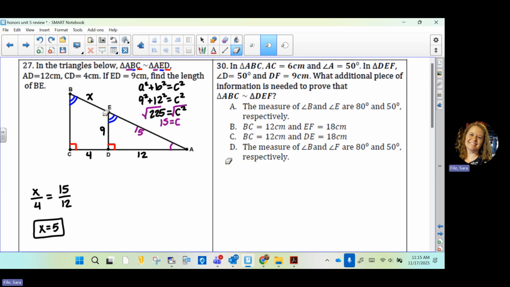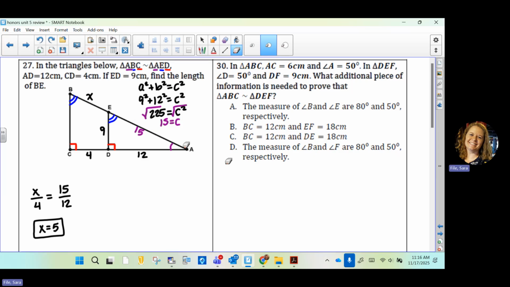However, they did tell me ED is 9, and this is a right triangle. This was marked as 90 degrees. So when I have a right triangle and I know 2 of the sides, I can use the Pythagorean theorem to find the 3rd side. In this smaller right triangle, 9 and 12 are the legs, so that's your A and B. The hypotenuse is what we're looking for. That's your C. So I did the Pythagorean theorem, and I found that EA is 15.